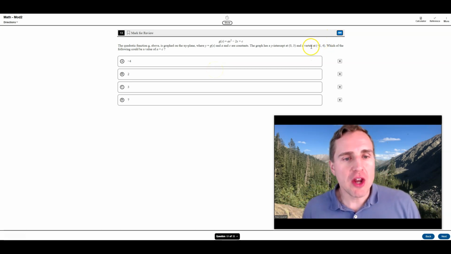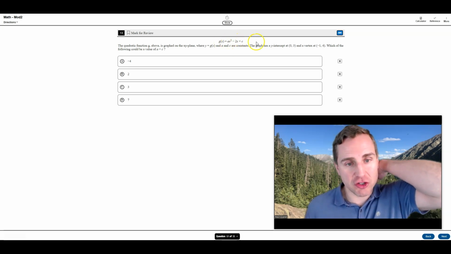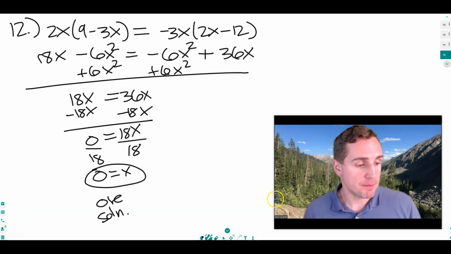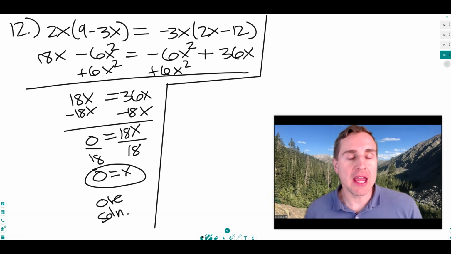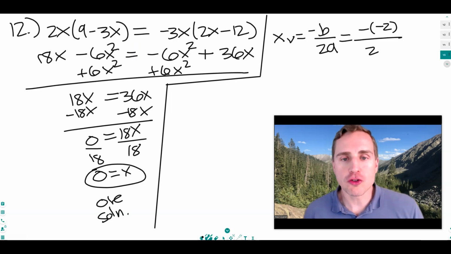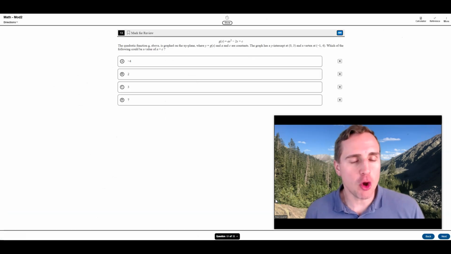But then we know that the vertex is always at negative b over 2a. And in this case, b is negative 2, and a is just whatever a is. So we can set that equal to negative 1. That's a formula I would recommend knowing for the SAT exam. For a parabola, x of the vertex is equal to negative b over 2a. In this case, that's negative of negative 2 over 2 times a. And again, we don't know what a is. But at least we know that's equal to negative 1. Why? Because we were told what the vertex is.